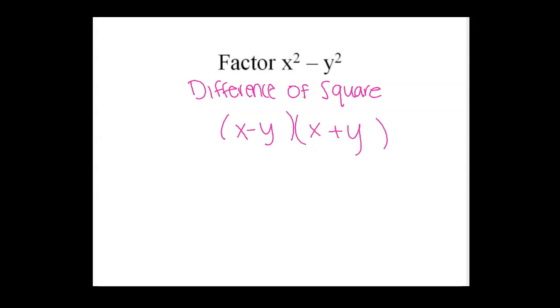In number 3, that is the formula for difference of squares. Difference of squares is a special type of factoring where you have a perfect square being subtracted from another perfect square.